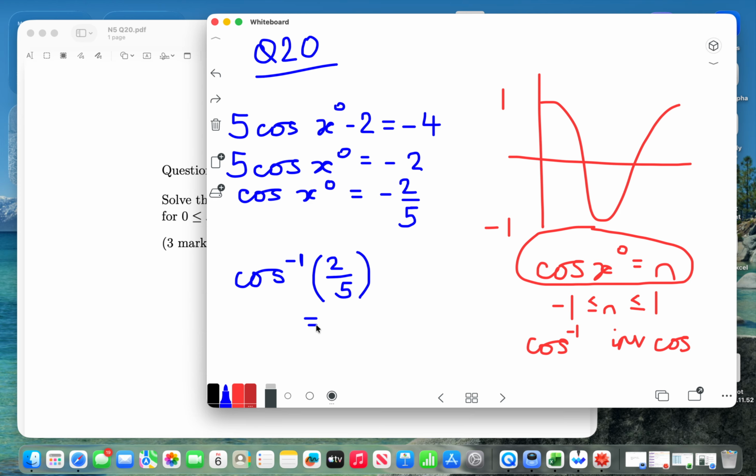And you then type this into the calculator, making sure the answer is in degrees, and we get 66.4218 degrees.